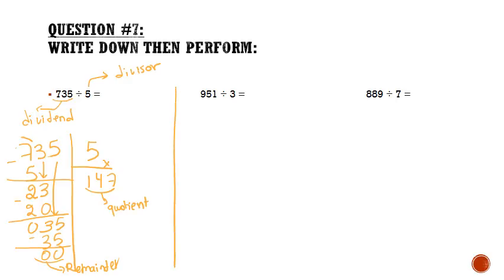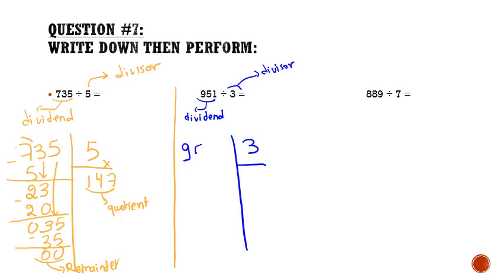Now, the second one. What's the dividend? 951. What's the divisor? 3. Now let us do the division. So I have here 3 and 951. Who can help me? Yes, Mike. What do I take first? 9. Okay. 3 times 3 equals 9. Very good. Minus equals 0. What do we do now? Move the 5 down.